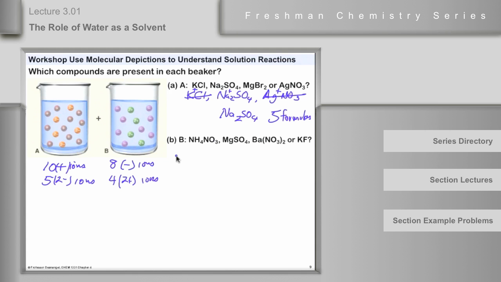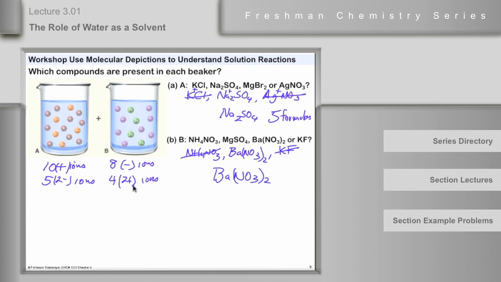Beaker B has single negative ions, 8 of them, so that could be ammonium nitrate. It could be barium nitrate. Or it could be potassium fluoride. But then it also has 4 2+ ions, and ammonium ion is single positive charge, potassium ion is 1+, so this has to be barium nitrate.